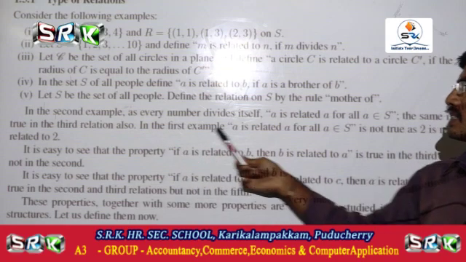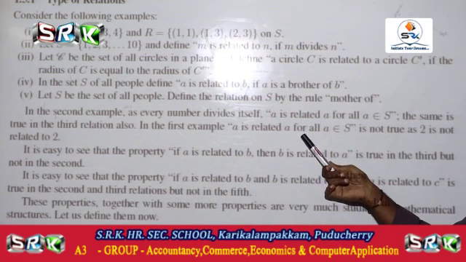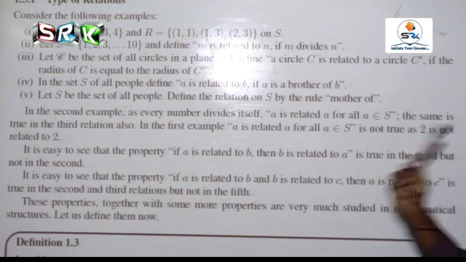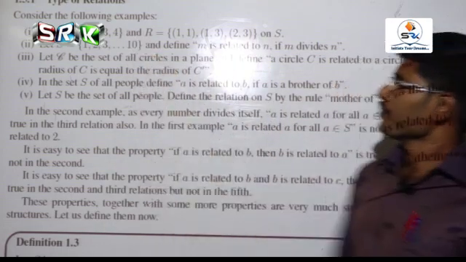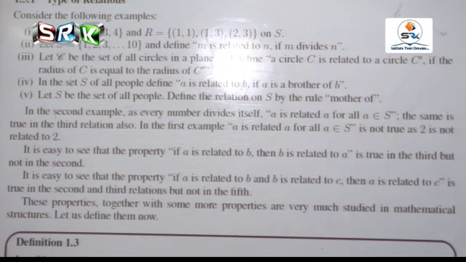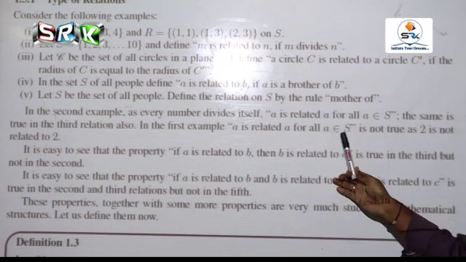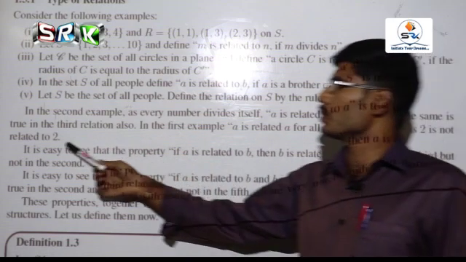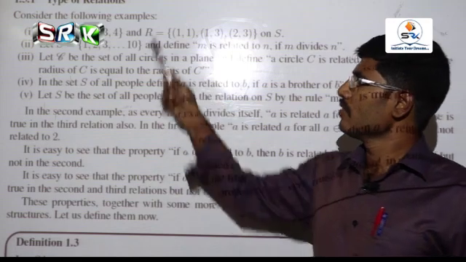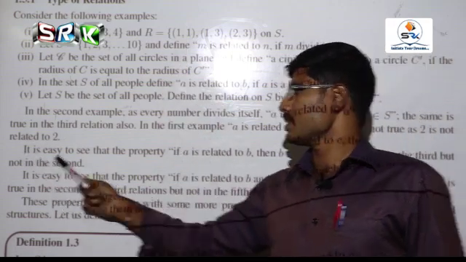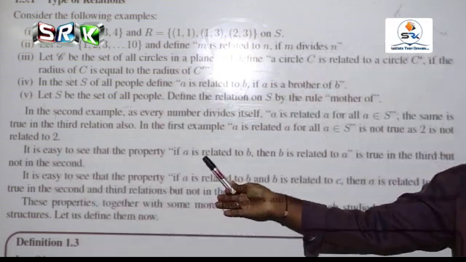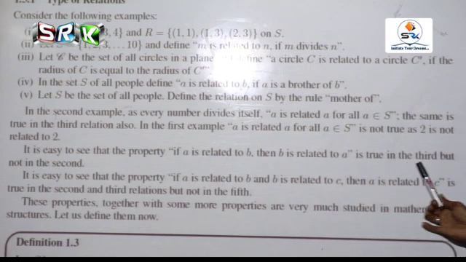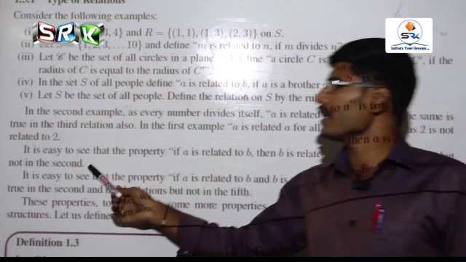Also, in the first example, A is related to A for all A belongs to S is not true, as 2 is not related to 2. Look, is it there or not? No. Therefore the first one is false. It is easy to see the property: if A is related to B, then B is related to A. This is true in the third but not in the second.